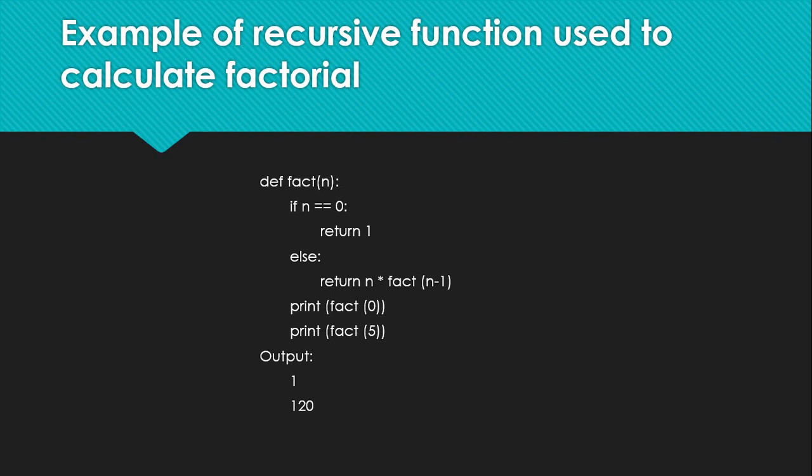If you see in the print statement, you're passing 0 there, fact of 0. So if the value of n is equal to 0, you're going to return the output as 1. In the second print statement you have given fact of 5, which means you're going to find the factorial value of 5. So what happens in this case? It multiplies 5 into 4 into 3 into 2 into 1 and gives the output as 120. This is a typical example of a recursive function that is used to calculate the factorial of a number.